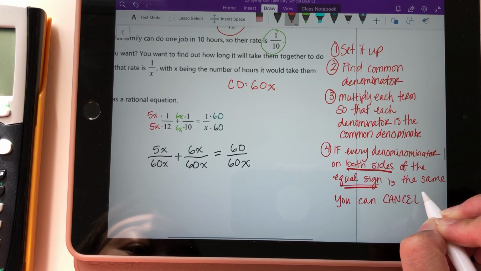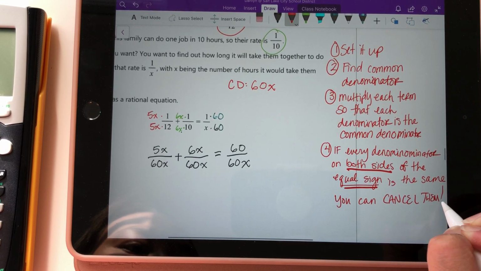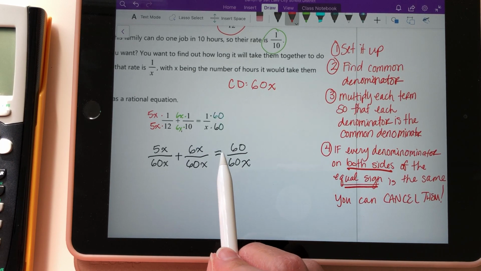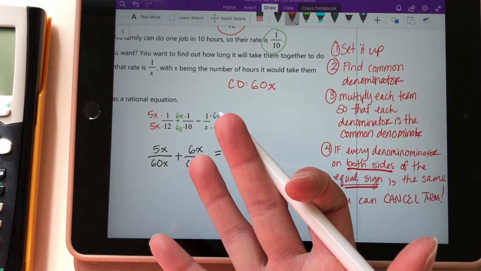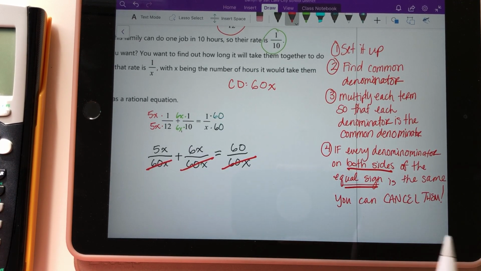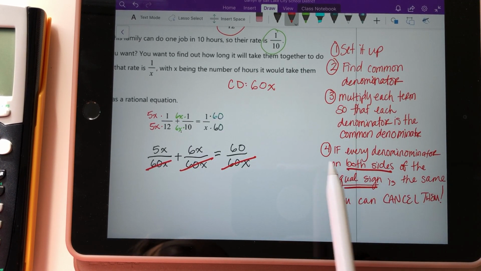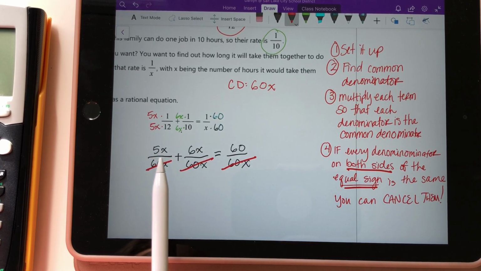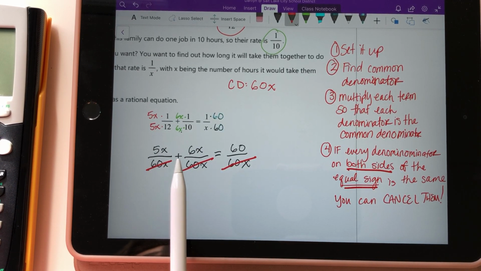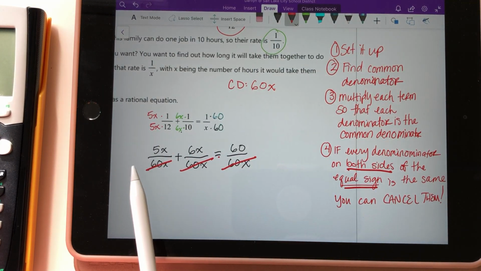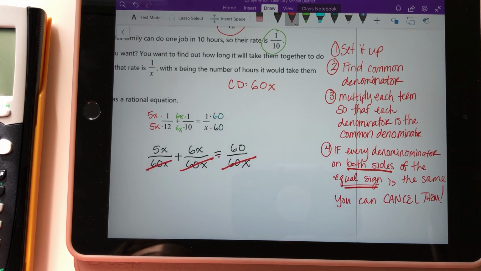if every denominator on both sides of the equal sign is the same, you can cancel them. So this is something that we learned in solving rationals. If every denominator is the same on both sides of the equal sign, you can fruit ninja cancel them. So I'm going to cancel, cancel, cancel. Now this is only true if every term has that same denominator. And I see every term separated by pluses and minuses, separated by equal sign. There are 3 terms here. They all have the same denominator. You can cancel them out.